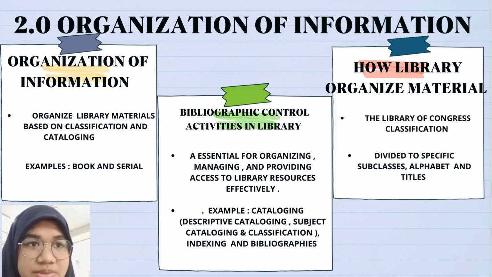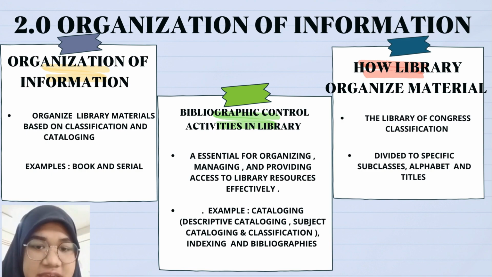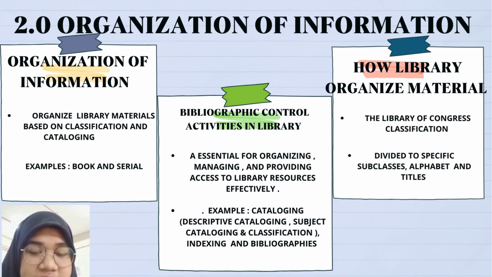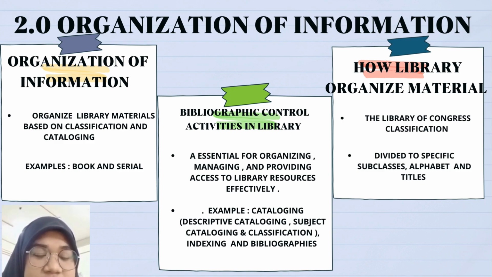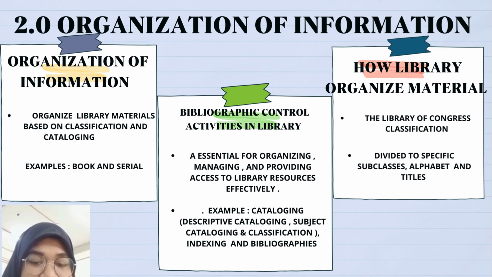So what is bibliographic control activity in the library? It is essential for organizing, managing and providing access to library materials effectively. For example, cataloging, they have descriptive cataloging, subject cataloging and classification. Other than that, they have indexing and bibliography.